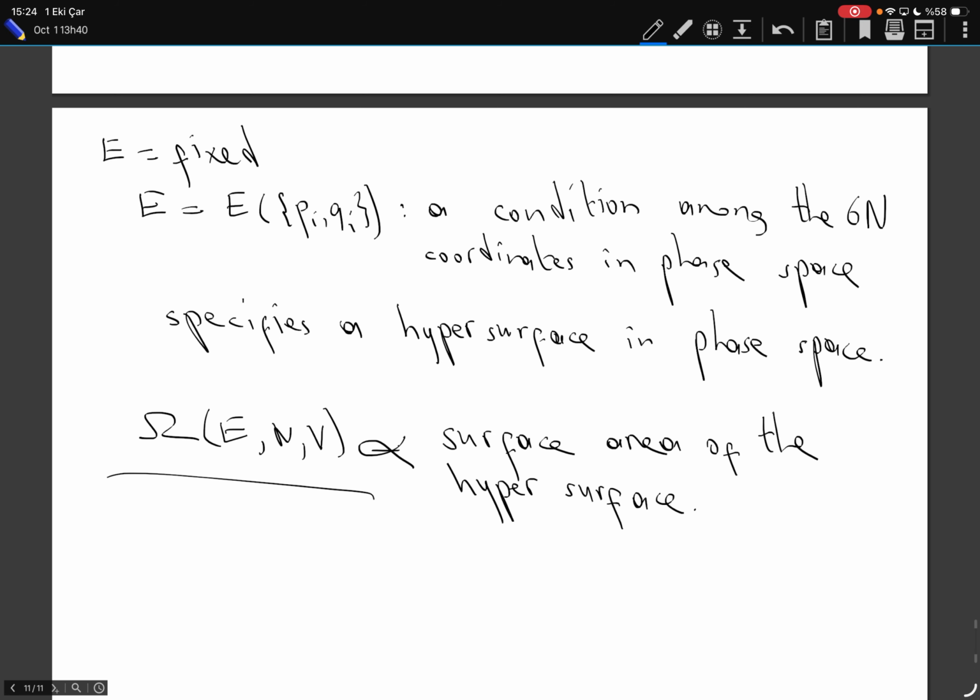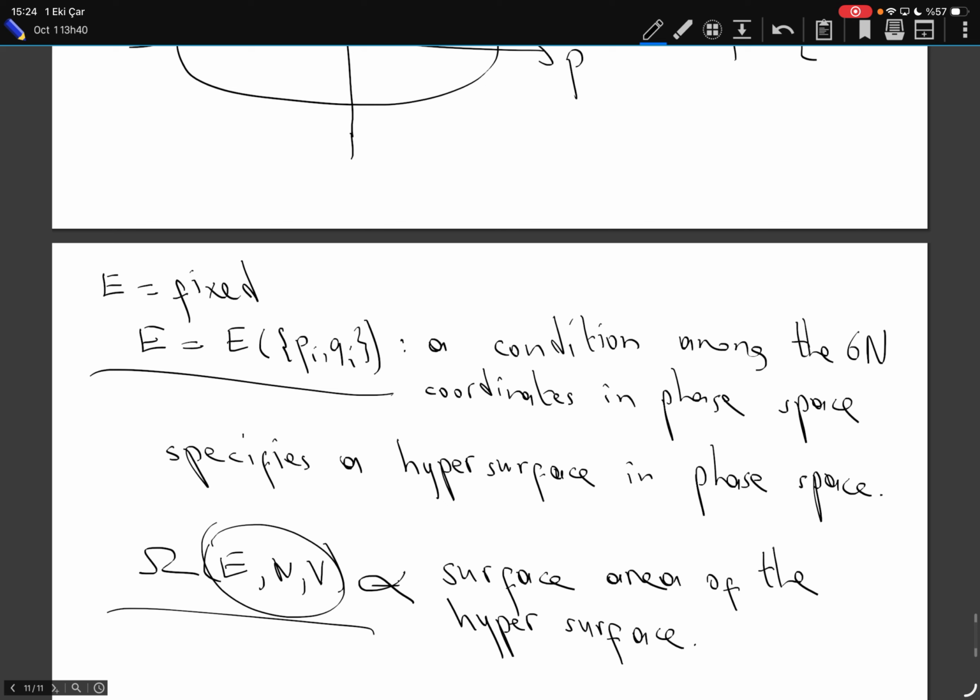Now, we will do some concrete examples where we explicitly calculate that proportionality constant. So for the time being, let's just play with this idea that the number of microstates corresponding to a given macrostate, specified by these quantities, is proportional to the surface area of the hypersurface in phase space allowed by my energy.